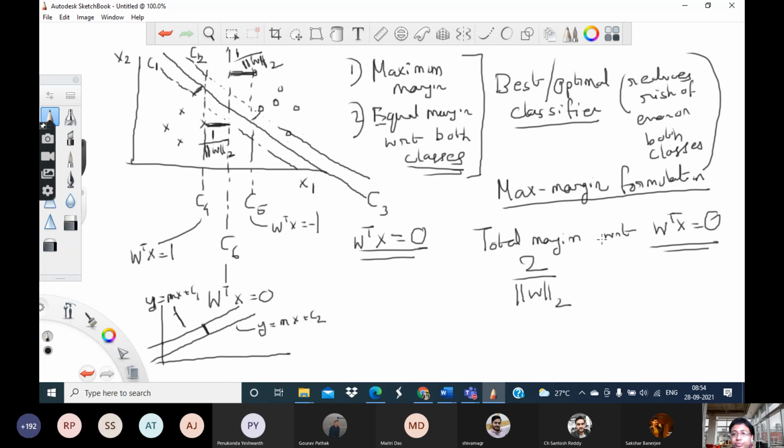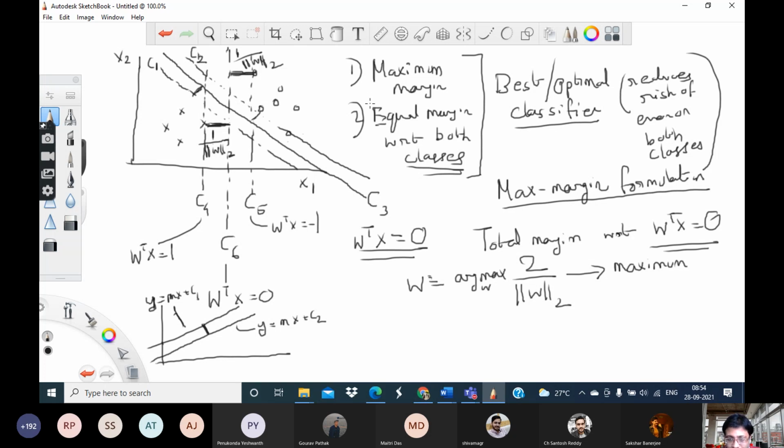So now what do I want to do? As I said already, I want to find that line for which this total margin is maximum. That's my definition of the best or the optimal classifier. So I want this to be as large as possible. Basically I need to choose the W which is equal to argmax over W of this thing. Argmax of W means that value of W which maximizes this thing.